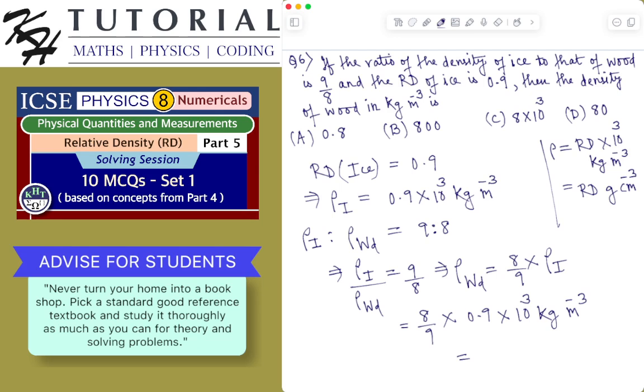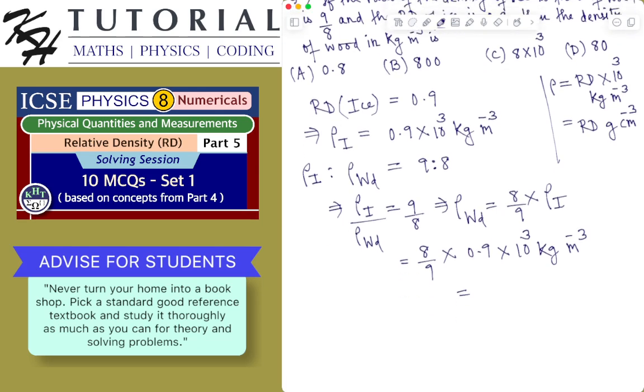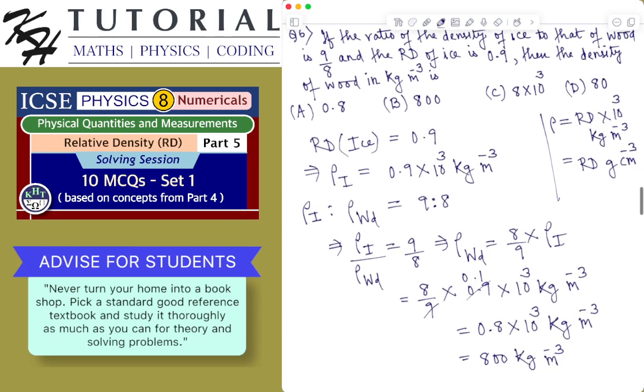If I simplify this, 9 will cancel 0.9 with 0.1. So this will be 0.1 multiplied by 8 is 0.8. This much, 0.8 multiplied by 10 to the power 3 kilogram per meter cube. If I further simplify this, this will be 800 kilogram per meter cube. So the question has asked for the density of wood in kilogram per meter cube, definitely it will be choice B, 800 kilogram per meter cube. Okay, let's see the next problem.